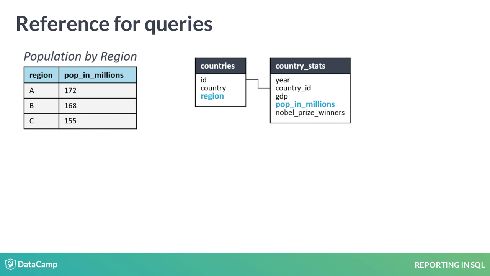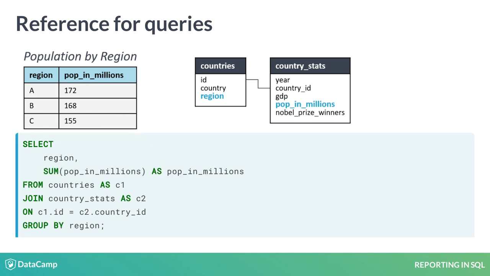Let's say you are trying to build a report that shows total population by region. By looking at the ER diagram, we can quickly identify which fields are required, as highlighted. We now have an idea of what tables need to be pulled and should have an easier time setting up the query. According to the ER diagram, we can pull from the Countries table and then join to the Country Stats table on the ID and Country ID fields, as indicated by the connector.